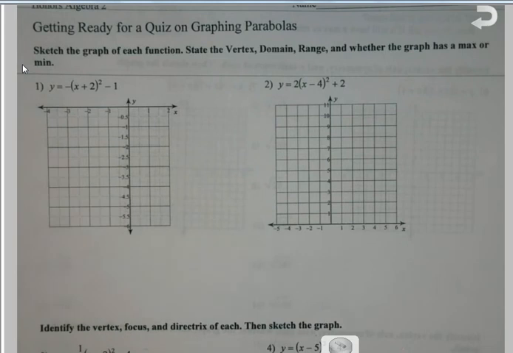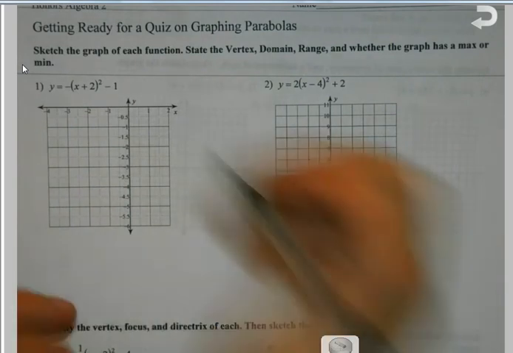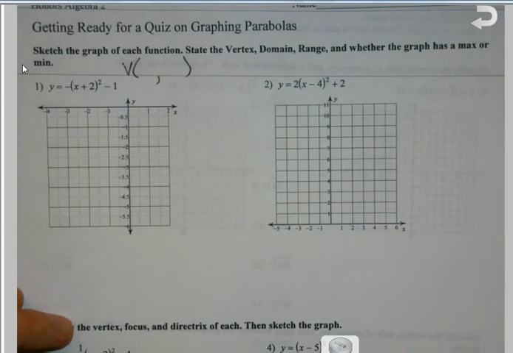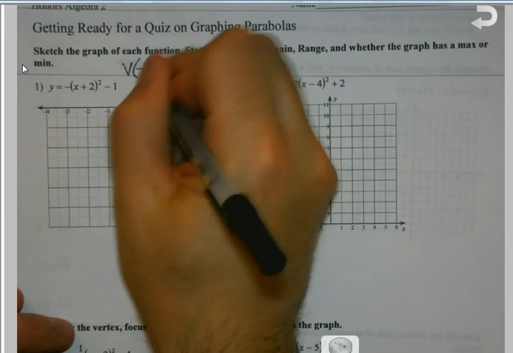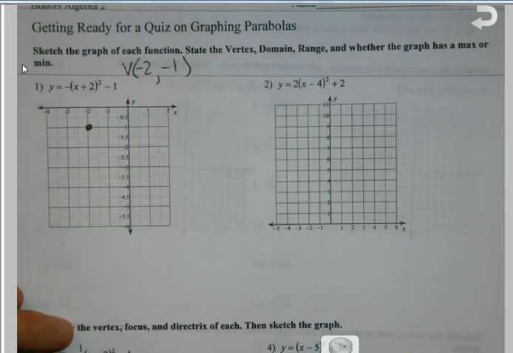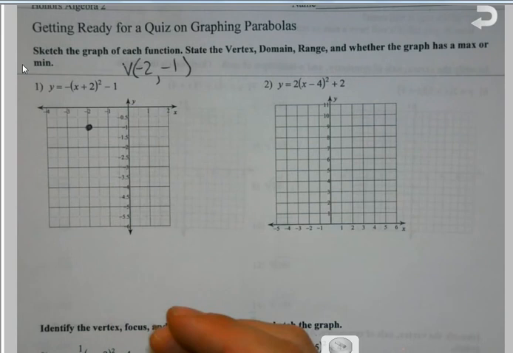So at the start, these all are in vertex form, which is nice. I don't have to use the formula to figure out what the vertex is going to be. What would my vertex be for number 1? -2, -1. Okay, so -2, -1. Domain and range, we probably should see what the graph looks like first, and whether the graph has a max or a min. Probably easier with all of these, at least the first couple, if I actually graph this first.